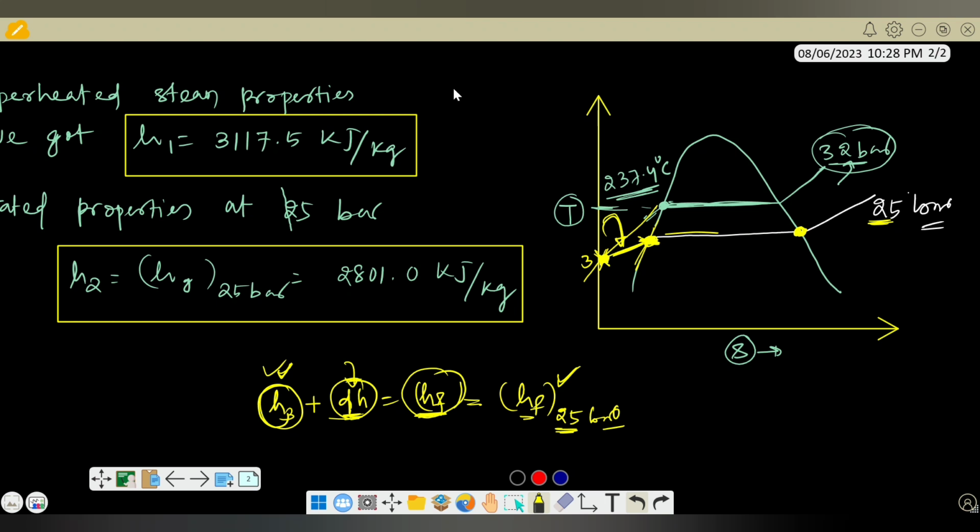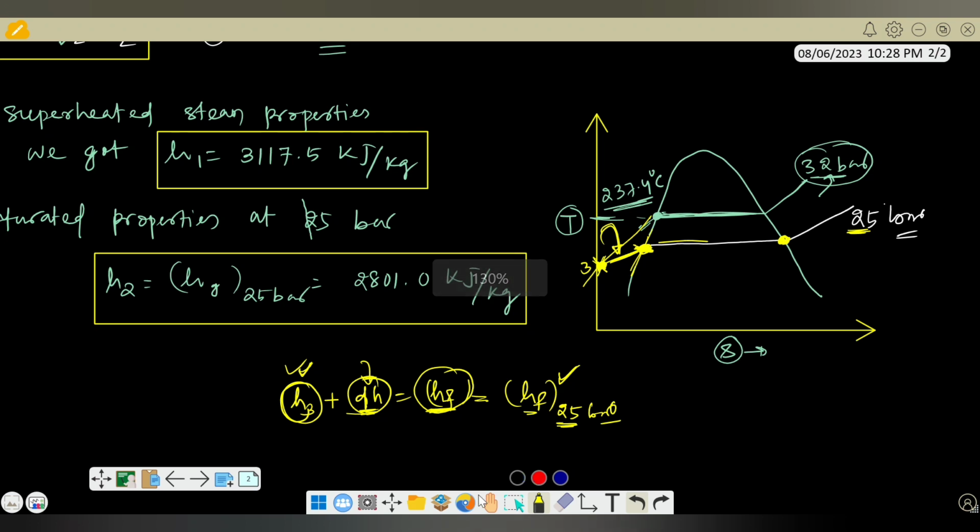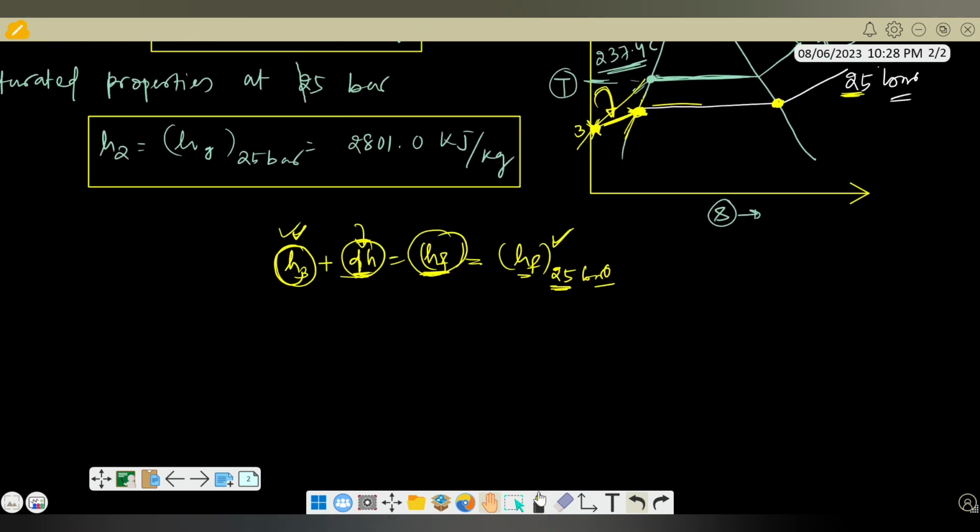So this is the HF value. That is 961.9. Let me write it: HF is equal to 961.9 kilojoule per kg. Okay, now this dH, how can we find out that? This dH is equal to Cp into dT.